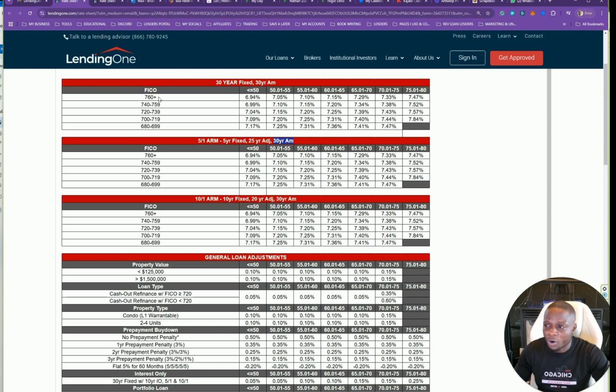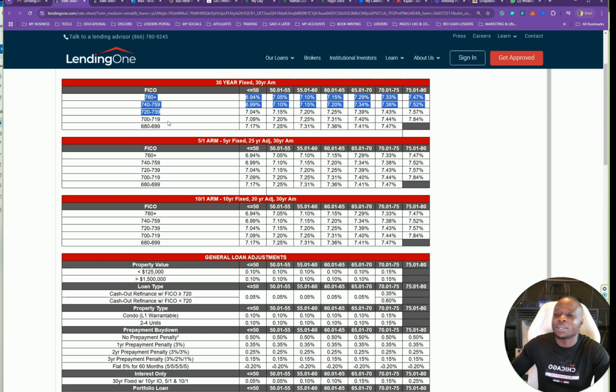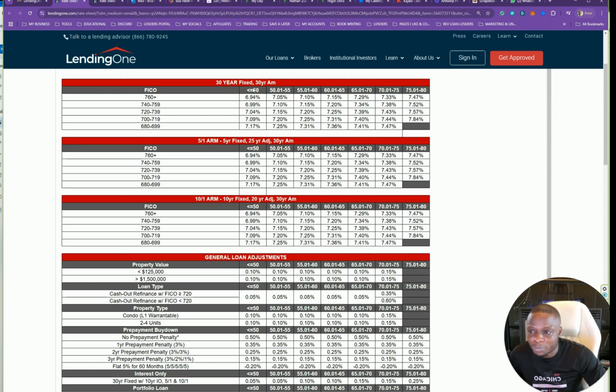So what does this mean? On top we have, for a 30-year fixed, the credit score. Based on the credit score, it will dictate the rate, and it will also dictate the LTV. As you can see here, these numbers up top, these are the LTV, loan to value.